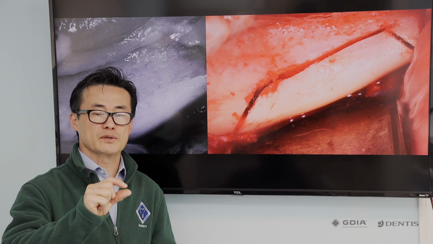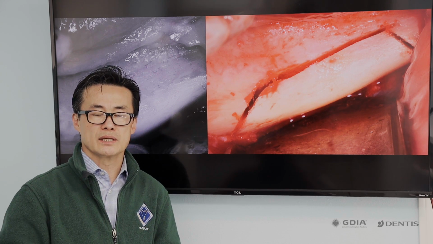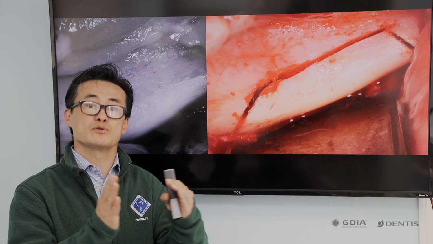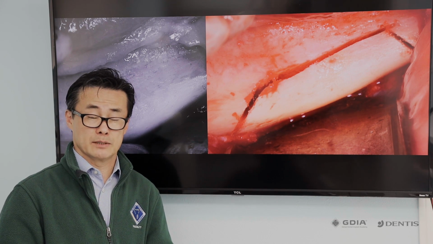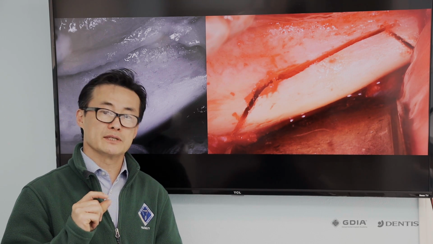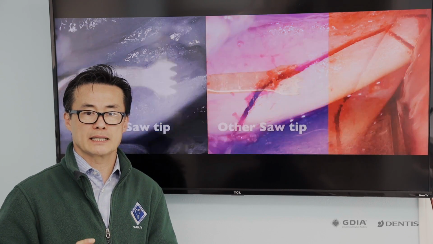And the thinnest burr you can actually get in, the cross-cut fissure type that you can go in and cut this, would be at least 1.5 to 2 times wide of the bone cut. So you're wasting a lot of the valuable bone, but at the same time, you're introducing a lot more trauma. So piezoelectric surgery solves that kind of problem.